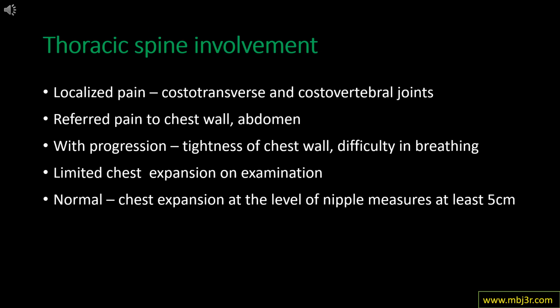Thoracic spine involvement. Patients usually present with a localized pain, at the costotransverse and costovertebral joints, with referred pain to the chest wall and abdomen. With the progression, tightness of the chest wall and difficulty in breathing will be there. Limited chest expansion on examination: normal chest expansion at the level of the nipples measures at least 5 cm. If it is less than that, then it is abnormal.